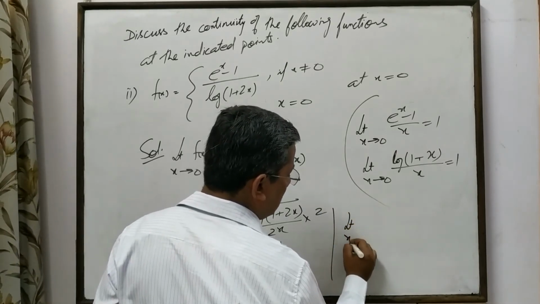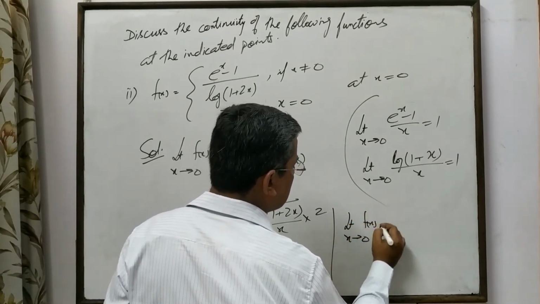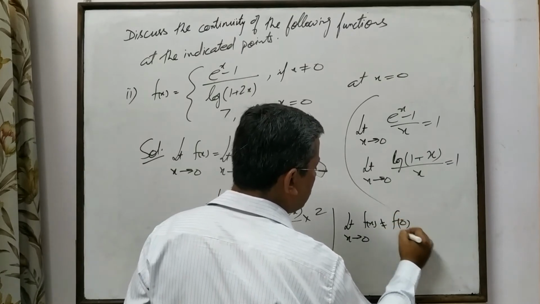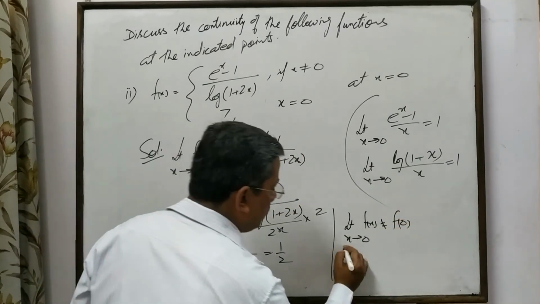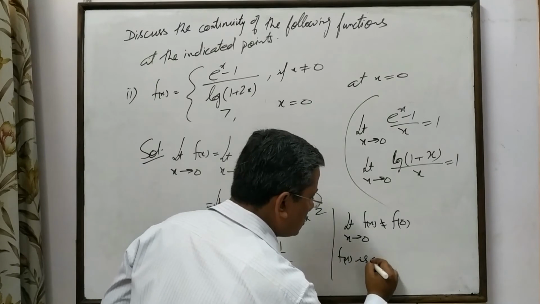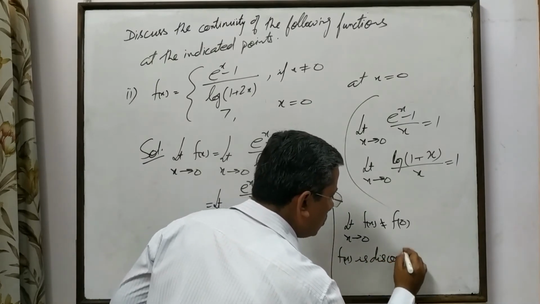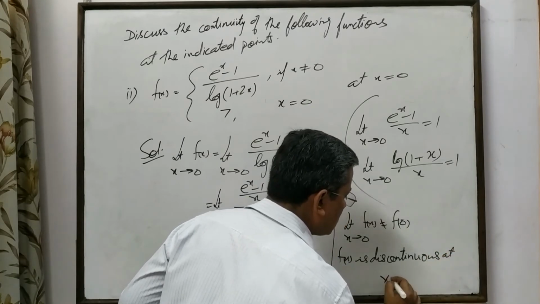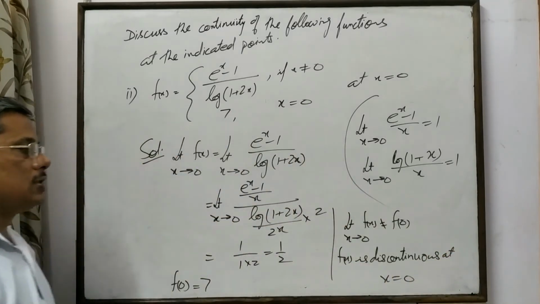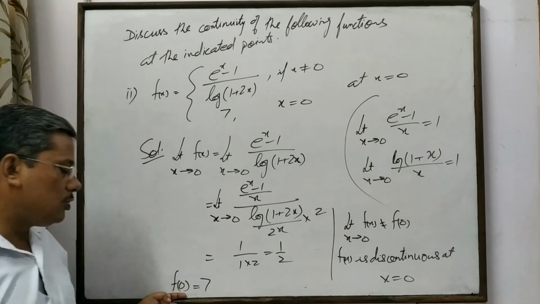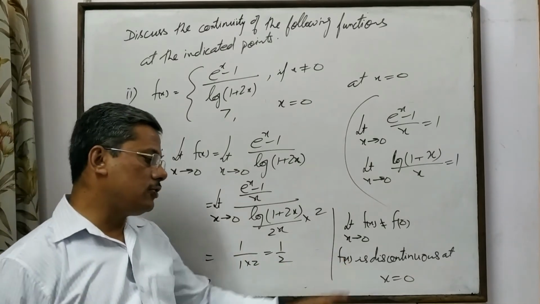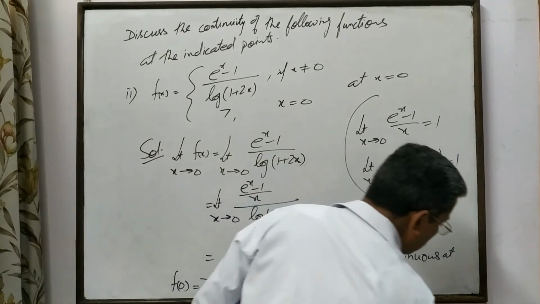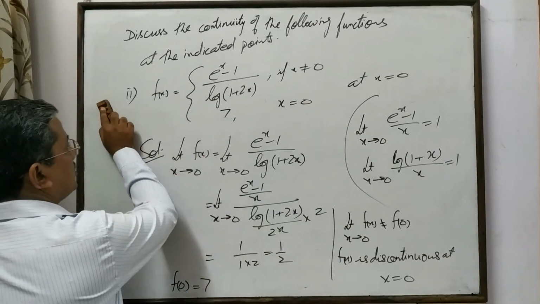Limit x tends to 0 of f of x is not equal to f of 0, which implies f of x is discontinuous at x equal to 0. Since the limit exists but it is not equal to f of 0, this kind of discontinuity is a removable discontinuity, or discontinuity of the first kind.